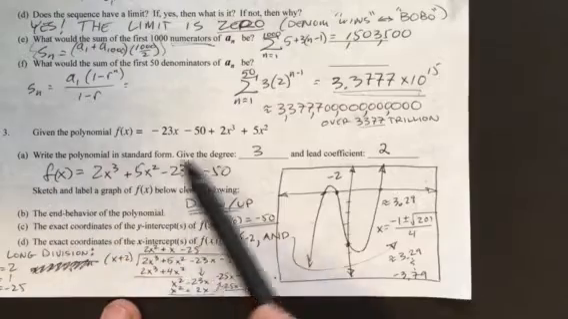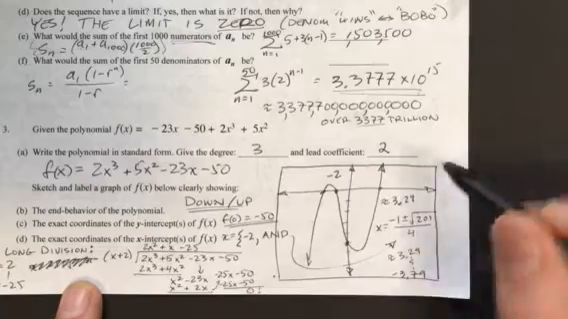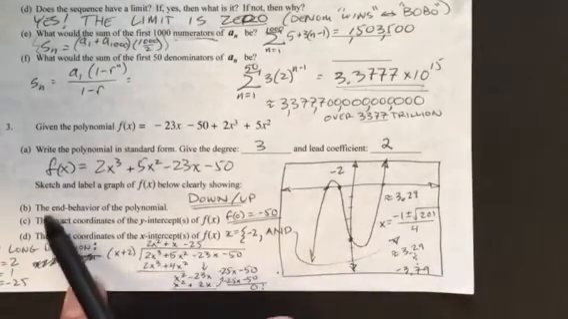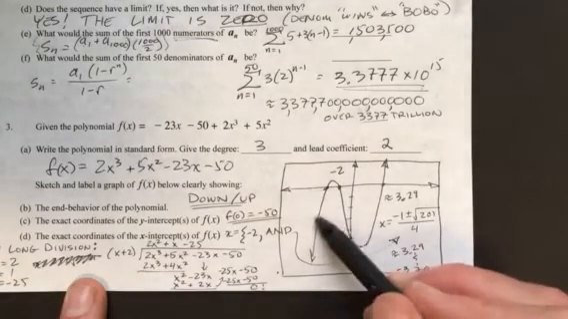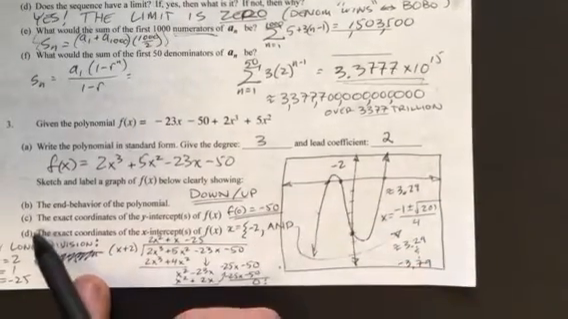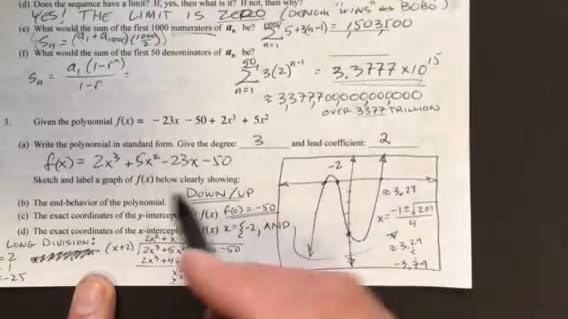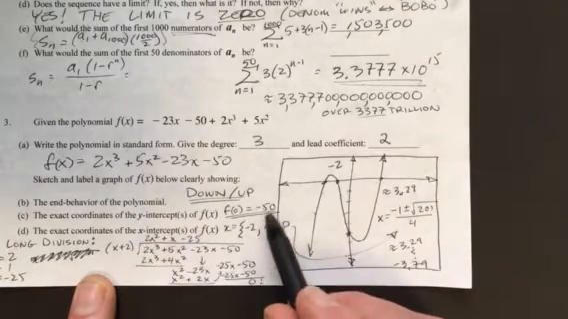Sketch a graph, type that into your calculator, get the window correct. Make sure you label the window a little bit better than I did. What's the end behavior? Well, the left hand is down and the right hand is up. You can just write that out in a sentence. What are the exact coordinates for the y-intercepts? The y-intercept is when x is 0, so that's negative 50.